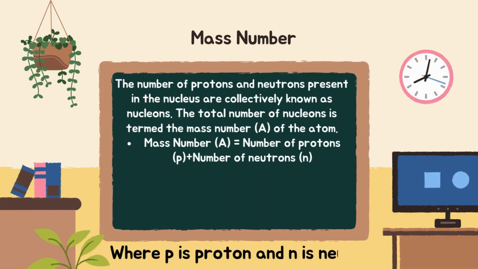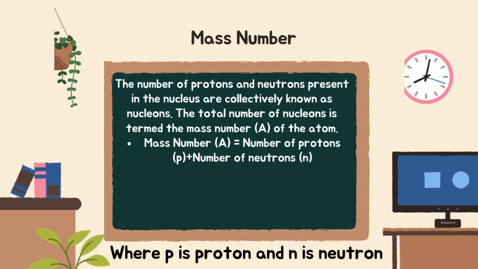Mass number. The number of protons and neutrons present in the nucleus are collectively known as nucleons. The total number of nucleons is termed the mass number A of the atom. Mass number A equals number of protons P plus number of neutrons N.